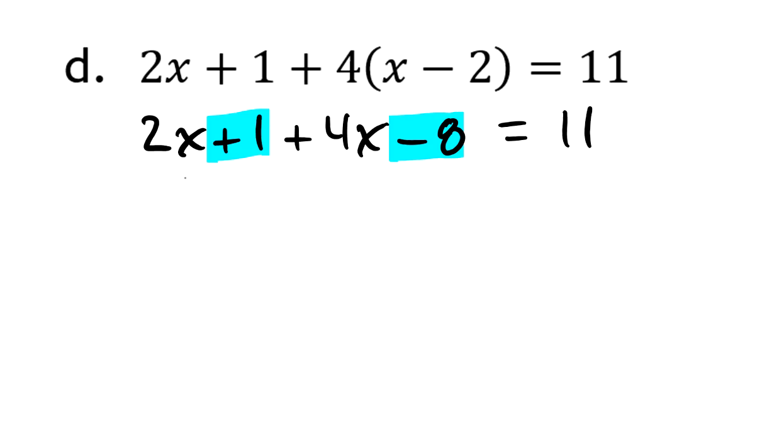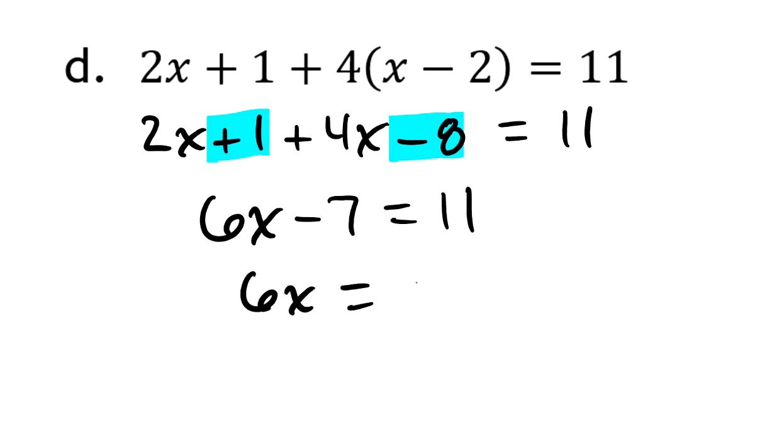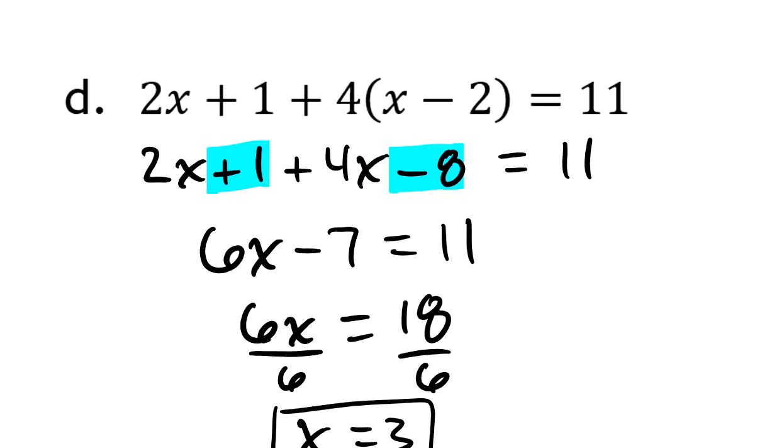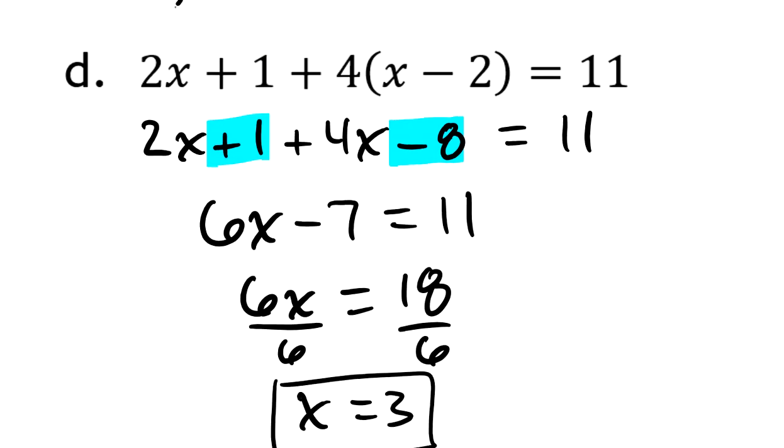And it doesn't. 2x plus 4x, there's 6 of the x's, and then a positive 1 and a negative 8, when I combine them with addition, would become negative 7, and that equals 11. If I add 7 to both sides, we have that 6 times x equals 18. And then finally, I can divide both sides of this by 6, and I get that x has to be the number 3.